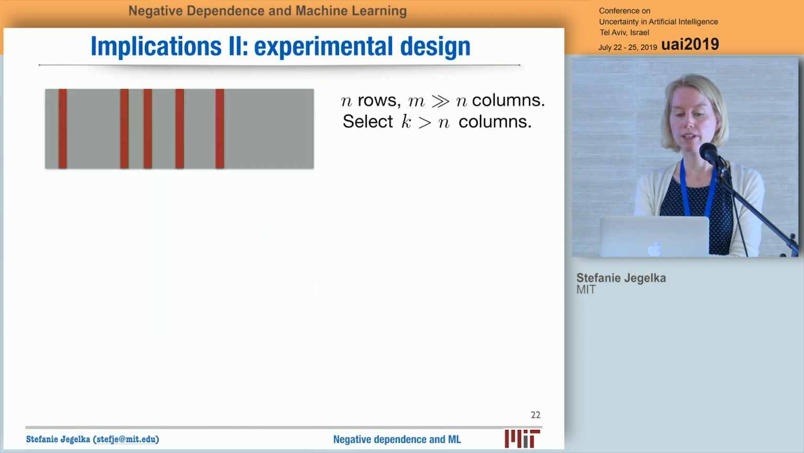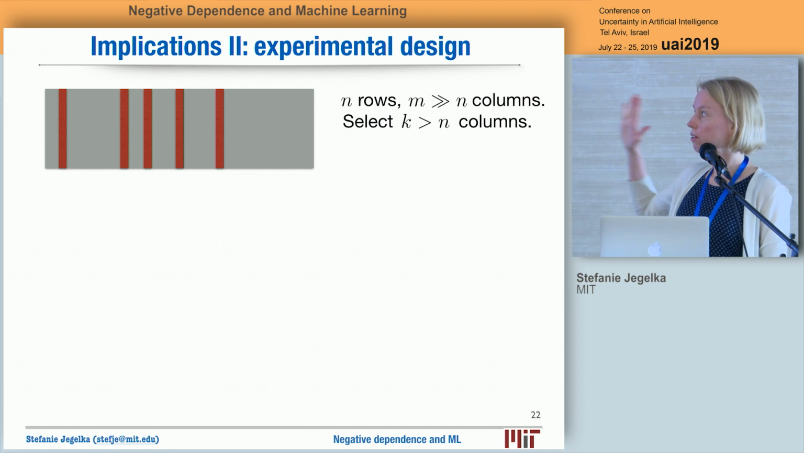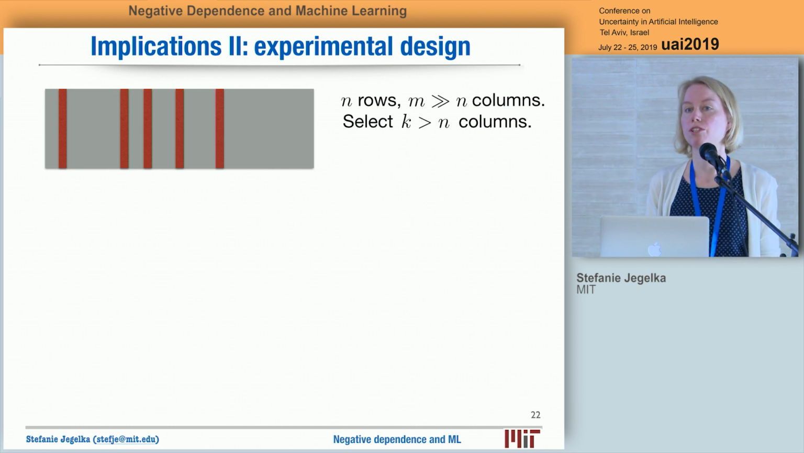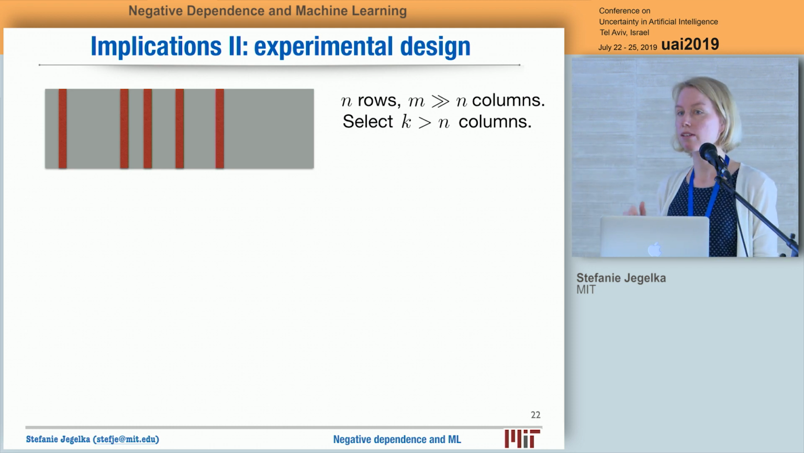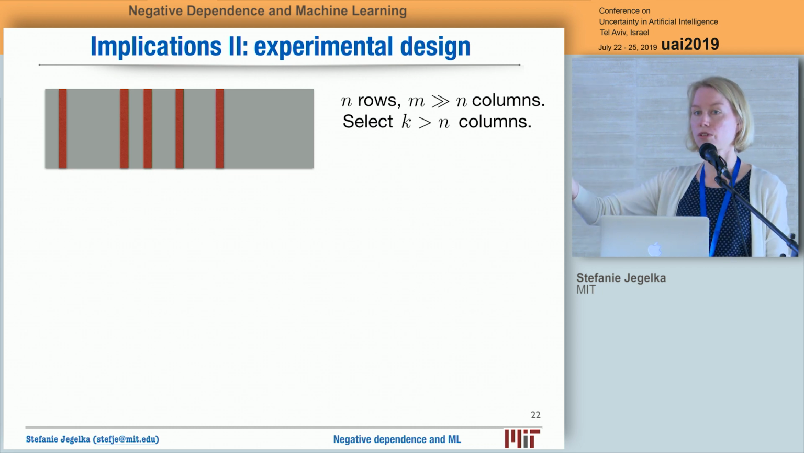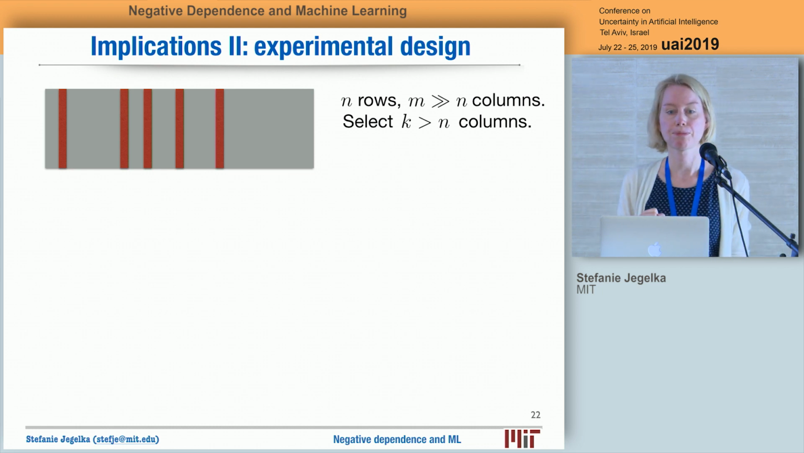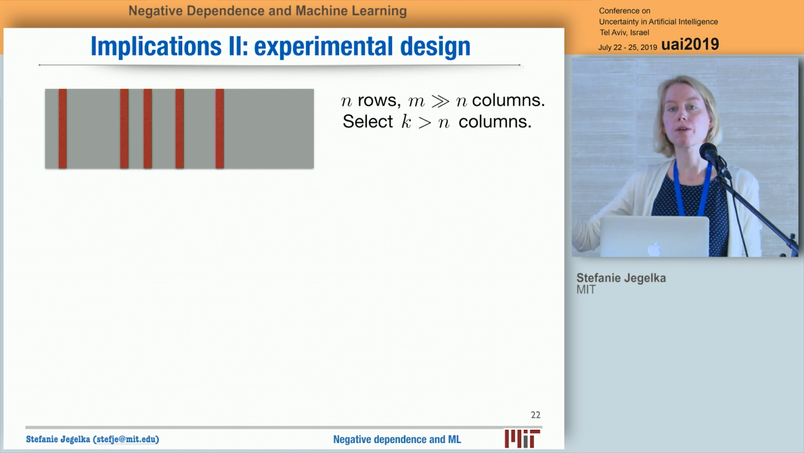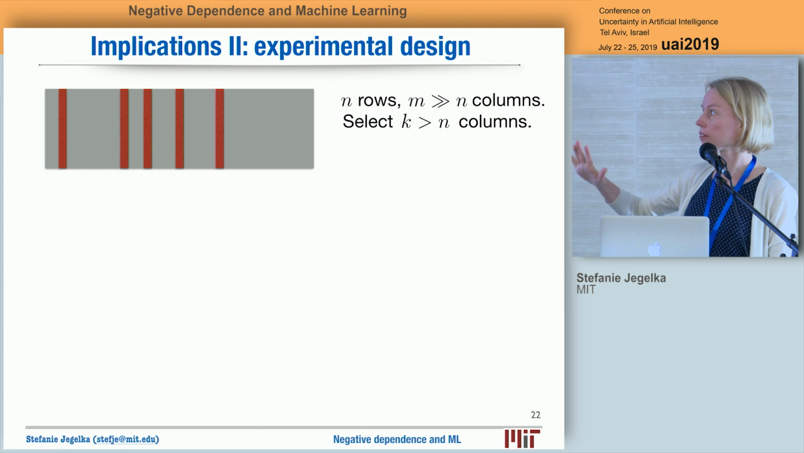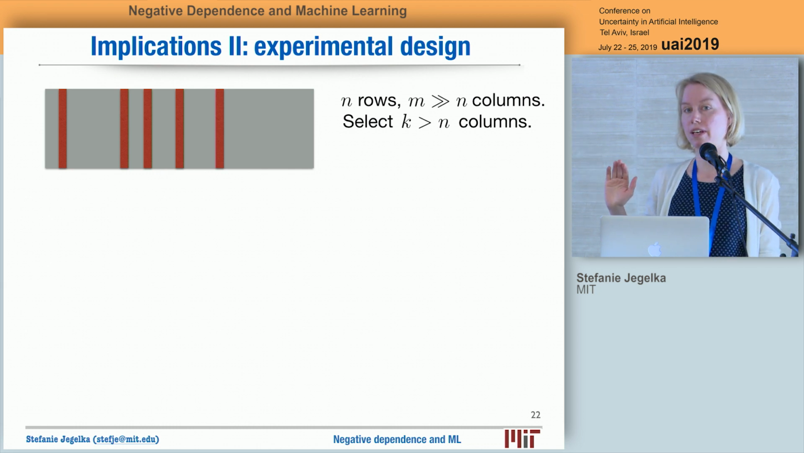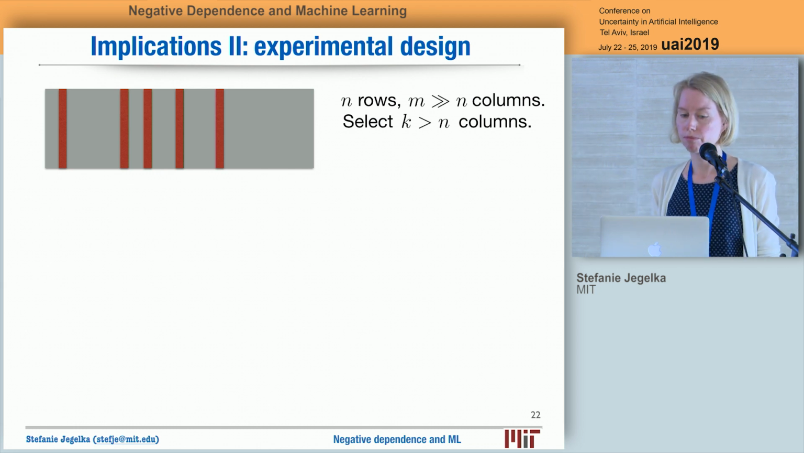Implication number 2 is for experimental design. So in this case, I have a very long and fat matrix, which has many, many more columns than rows. And each of the columns corresponds to a potential experimental setting, or say a data point where I could measure a feature label. Now I want to learn, say, a regression model on this. So because it's regression, I want to sample at least as many columns as I have rows, a few more maybe, but I want to sample them wisely.